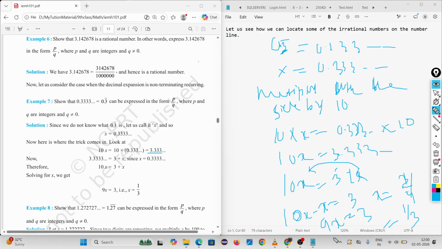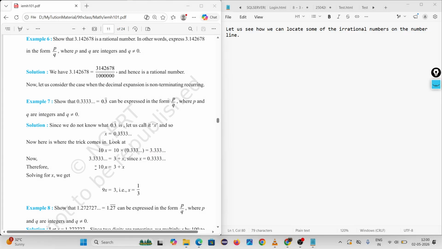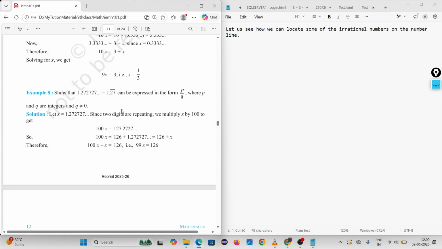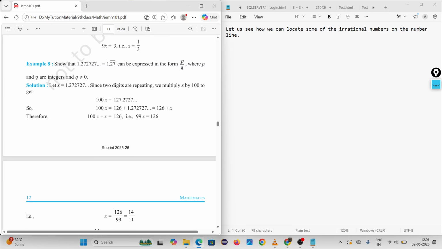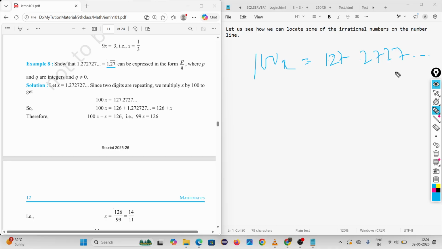Now you understand how to do this? Do you have any doubt? No, sir. Like this you can do 1.27 bar. This time you have to multiply with 100. Why are you multiplying with 100? Because the repeating part is after 2 digits. If you look at 1.27, after the point there will be 2 digits. So it will become 100x equal to 127.2727. You can find it now.